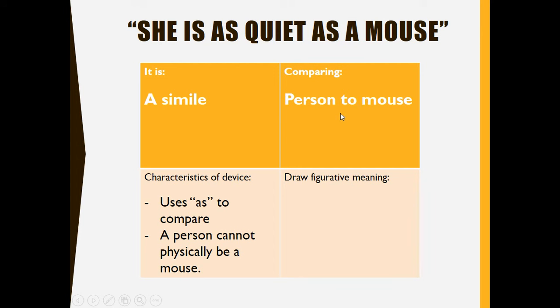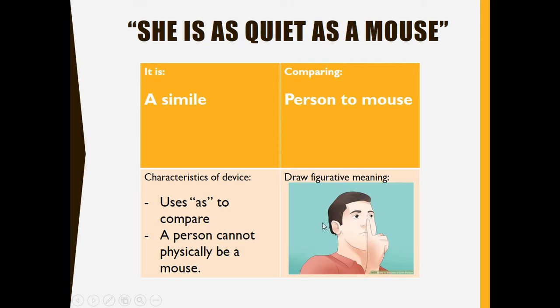Okay, similes compare things. Got that off my checklist. Characteristics of this device? Well, it uses the word as to compare. She is as quiet as a mouse. A person cannot physically be a mouse, which means it's figurative language. So this example is a figurative language simile because it compares two things using the word as. And then I would draw what I see from this simile.